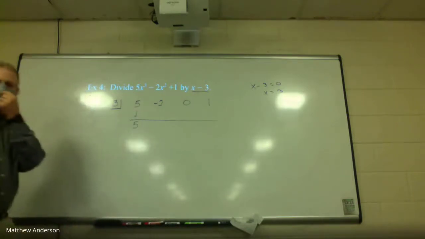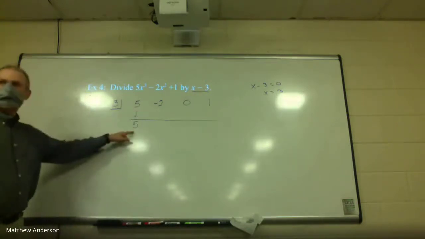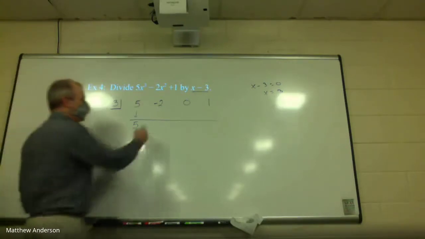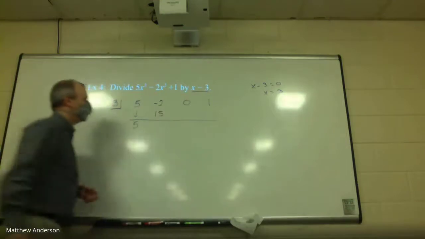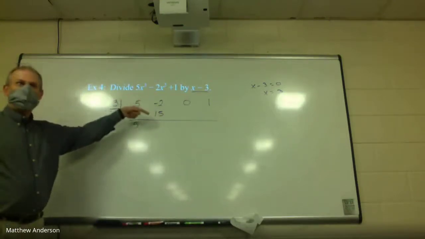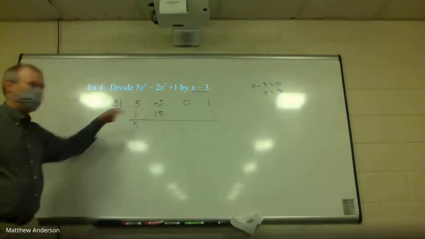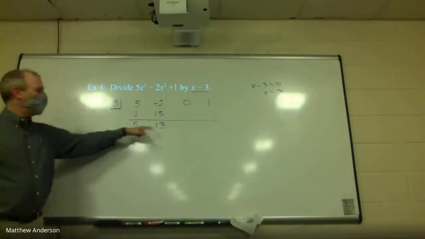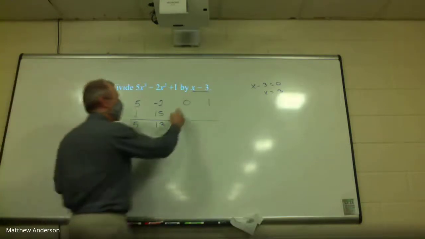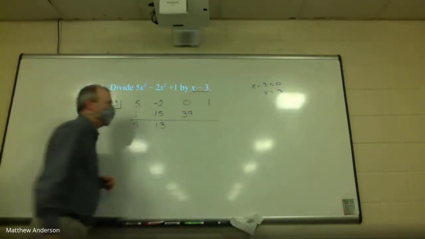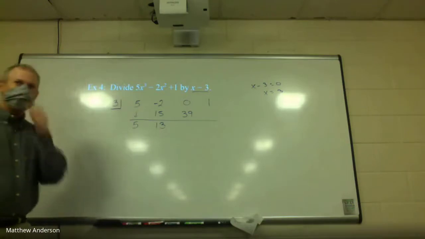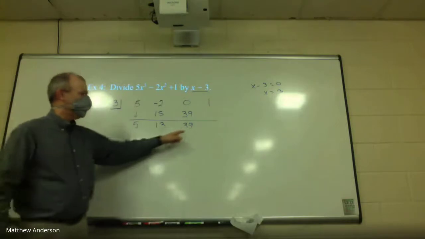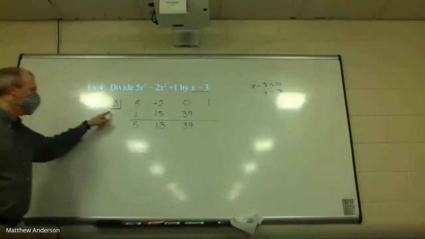What do we do with the 5? 5 times the 3, right? So 5 times 3 is 15. That goes underneath the -2. Then we add. -2 plus 15 is 13. What do we do with the 13? 13 multiplied by 3 is 39. Fortunately, we're adding 0. What's 39 plus 0? 39. Uh-oh, I might need a calculator for this one. 39 times 3?